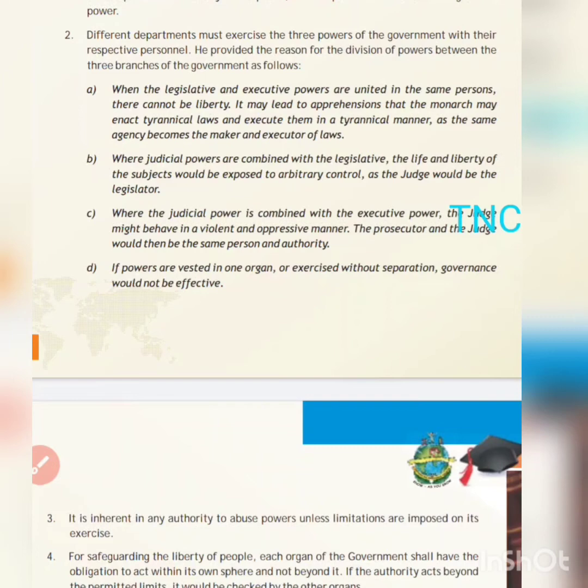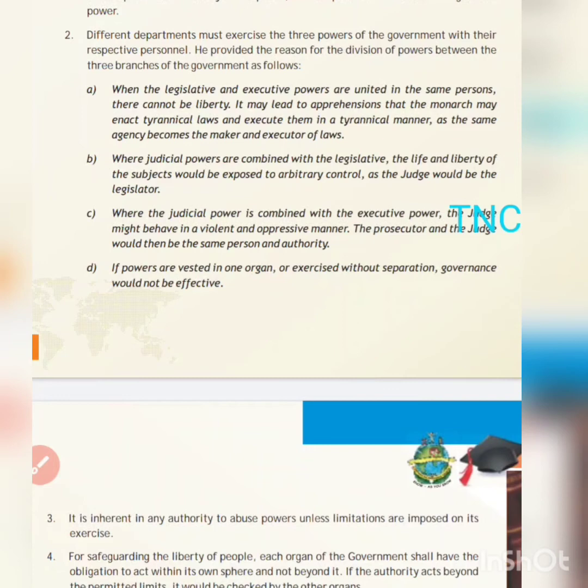It may lead to apprehensions. Apprehension means fear, or it may be a forecast. It may lead to apprehensions that the monarch may enact tyrannical laws and execute them in a tyrannical manner, as the same agency becomes maker and executor of laws.